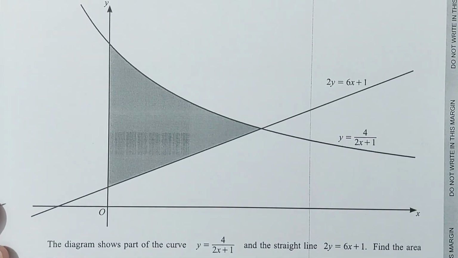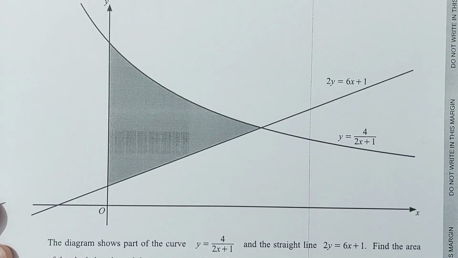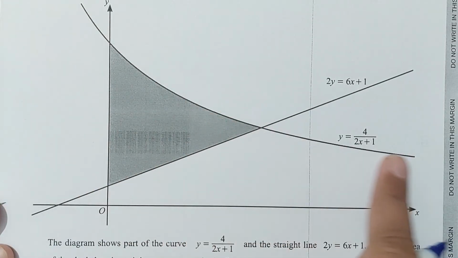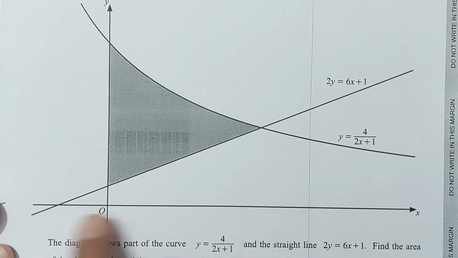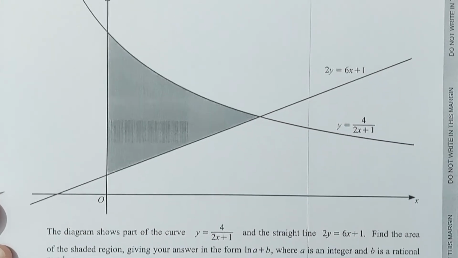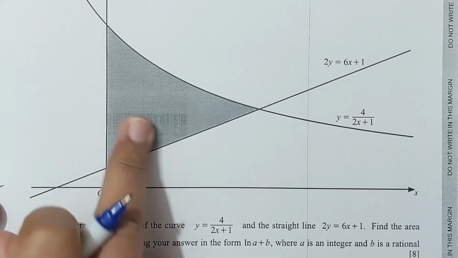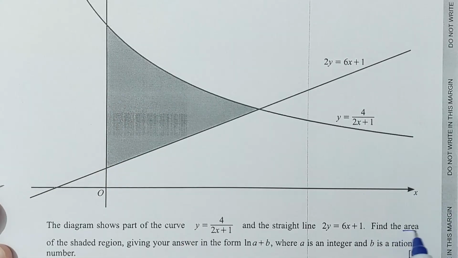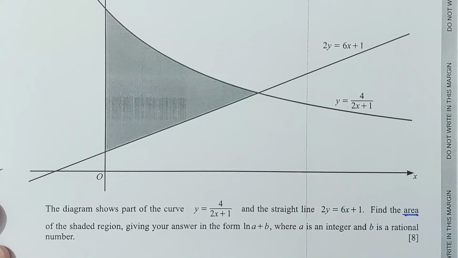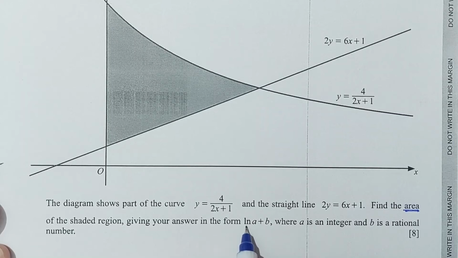Question number 9. The diagram shows part of the curve y equals 4 over 2x plus 1 and a straight line. Find the area of the shaded region. This shaded region, we have to find the area, giving your answer in the form of ln a plus b, where a is an integer and b is a rational number. A should be an integer, can be positive or negative, and b is a rational number in the form of p by q.